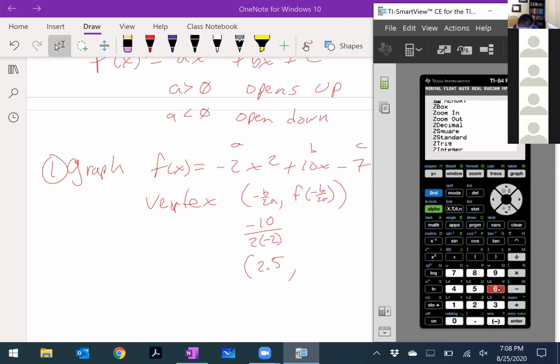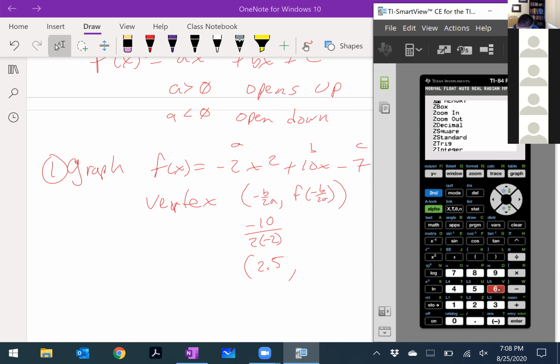What I like to do is find out, okay, well, what's the y value here on my parabola? So what I do is I hit the trace button, and I say, well, when x is equal to 2.5, what's y? And it tells me, oh, y is 5.5. Maybe I'll make this bigger so you can see.